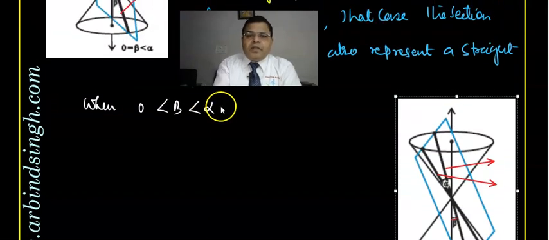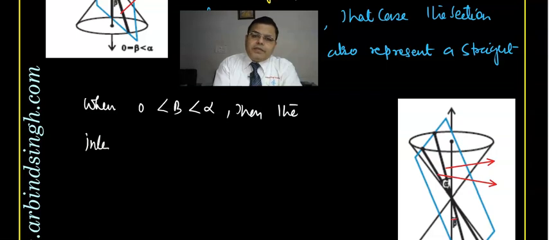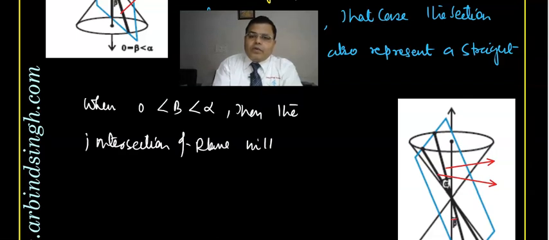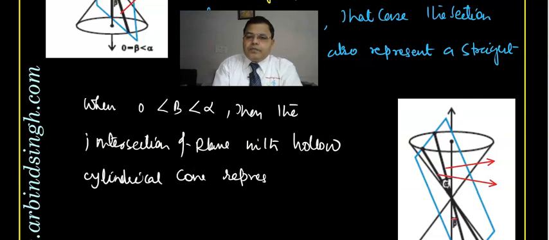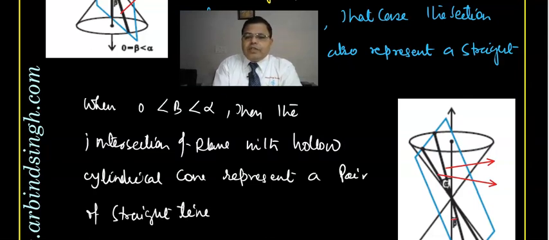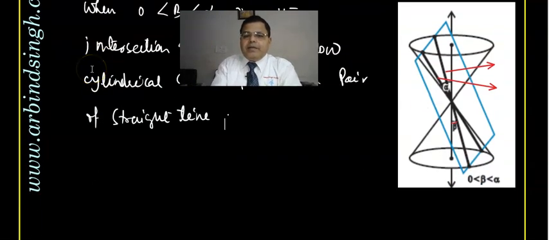So when beta is less than alpha, the intersection of the plane with the hollow cone represents a pair of straight lines, as shown in the figure. So these are the following cases, and depending upon the intersection, there will be a different shape of conic. So the conic section contains even a straight line.